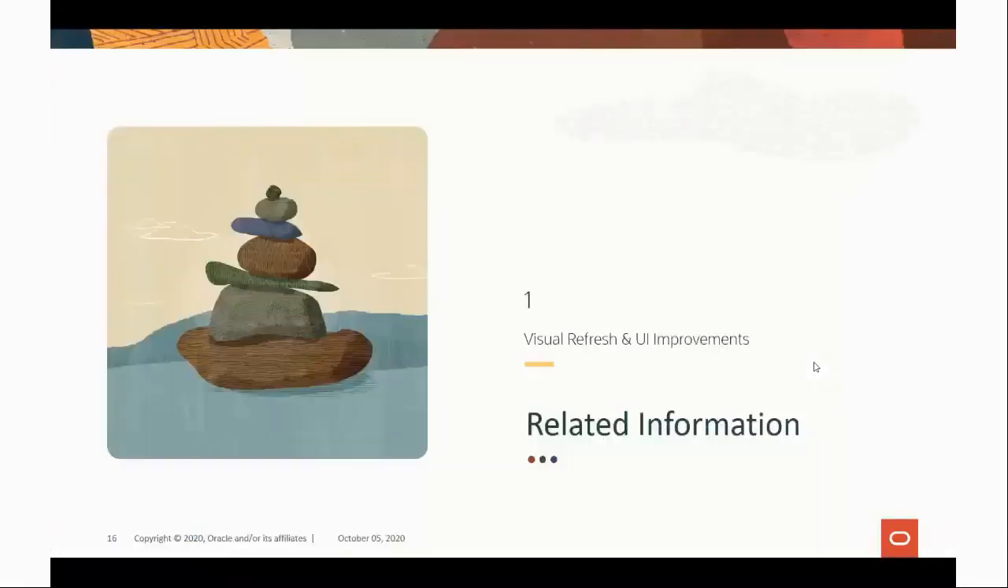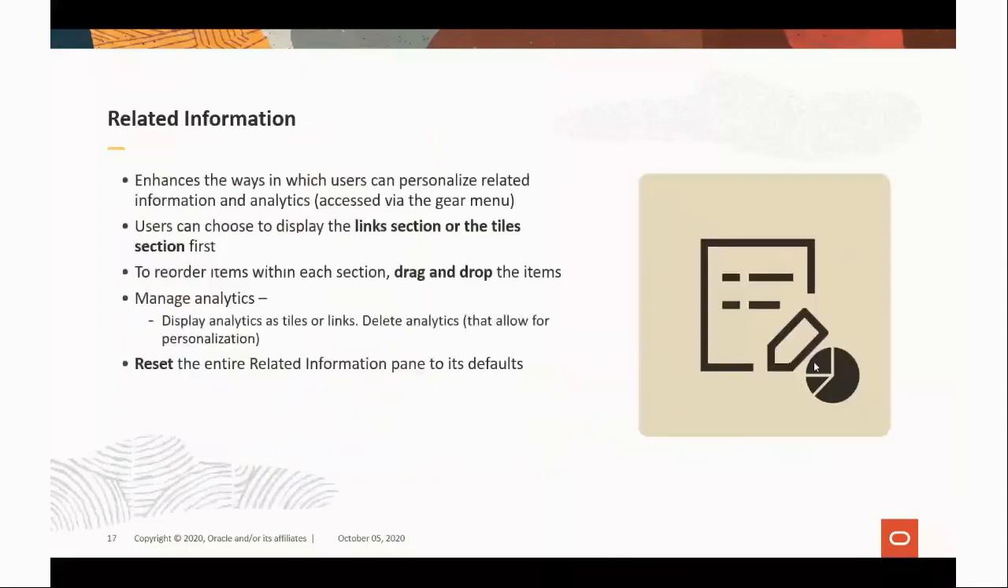Okay. Now we're going to see the related information. And for the related information, we made quite a few changes, right? We have also made it very easy to personalize related information. We see the related information in the form of tiles as well as links, right? And there is a way to show the links first or the tiles first. And there's also a way where we could convert the links to tiles or tiles to links, right?